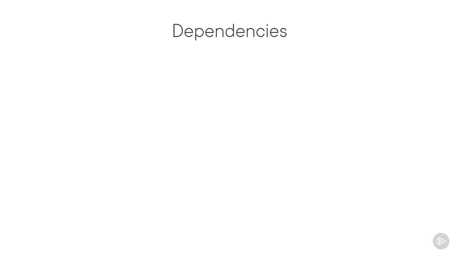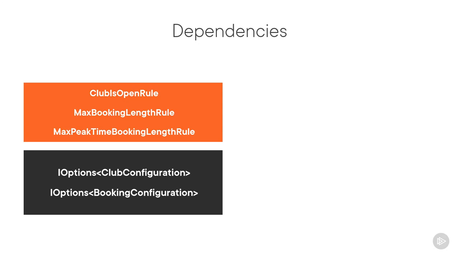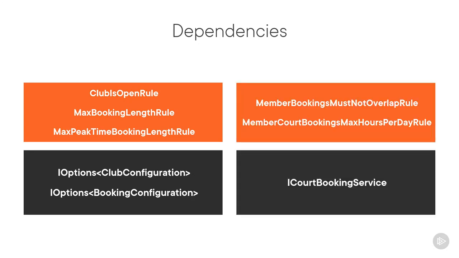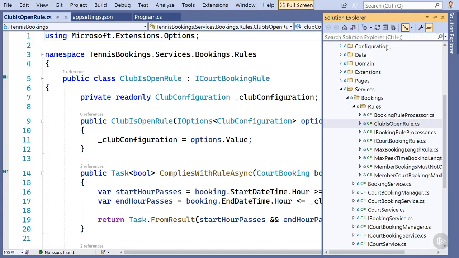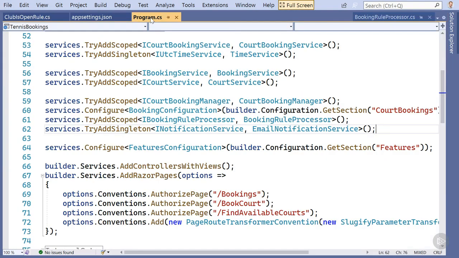I've gone ahead and reviewed the dependencies required by each rule. The ClubIsOpen rule, MaxBookingLength rule, and MaxPeakTimeBookingLength rule all depend on some configuration defined in the ClubConfiguration and BookingConfiguration classes. The MembersBookingMustNotOverlap rule and MemberCourtBookingsMaxHoursPerDay rule both depend on the scoped ICourtBookingService. We'll head back to the Program file to begin adding our registrations.